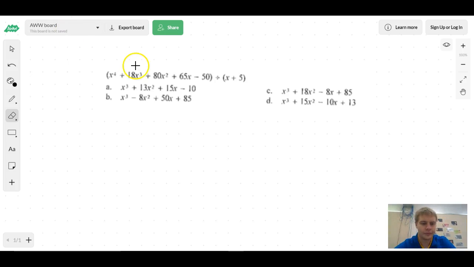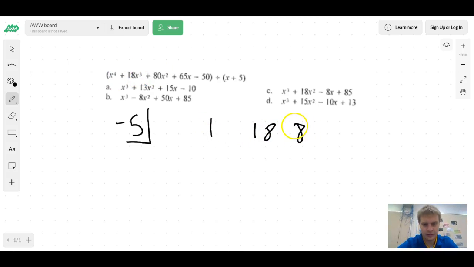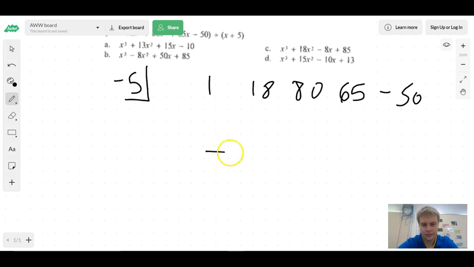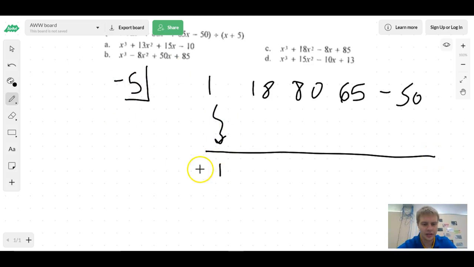As you can see, this first one is a division of polynomial problems. Because it doesn't have a number in front of the x, I'm going to use synthetic division. For the synthetic division on this one, first I choose -5 because that's the root. Then we write down the numbers: 1, 18, 80, 65, and -50. From there, we're going to draw a line. The first number is always dropped down, so we can take this and multiply right here. That'd be -5. When we add, that's 13.